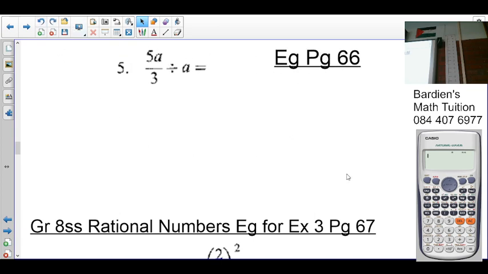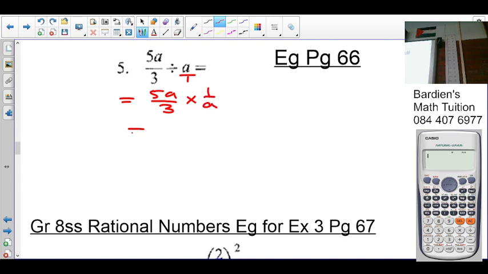Okay, so 5a over 3 divided by 8. So it will be 5a over 3 multiplied by 1 over 8. So what's 5a times 1? Is there anything you can cancel of the numbers? No. What's 5a times 1? What's 3 times 8? Yeah. So what's going to happen? 8 is cancelled. Leaves you with 5 over 8.